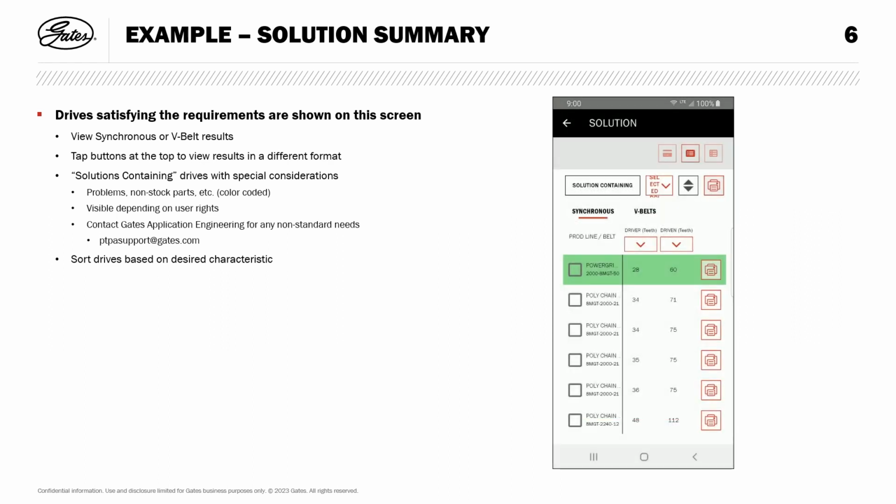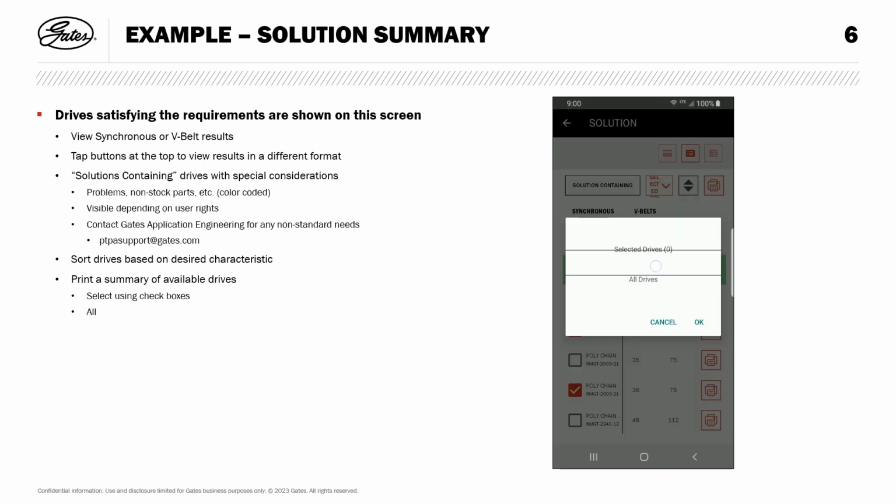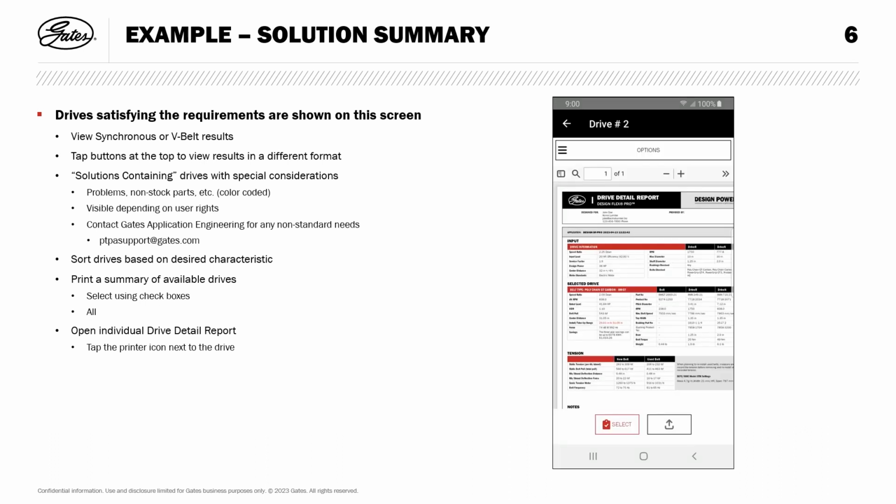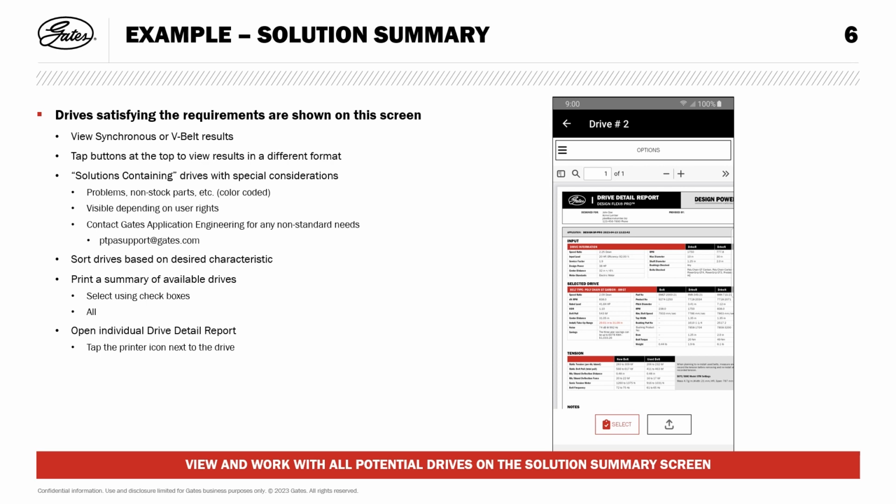I can select a couple drives I'm interested in using the checkboxes, and then I can print a report summarizing those selected drives. I can do the same thing with all drives. I won't move to the report here because I have so many drives available. Now, I want to open a drive detail report for the drive I want to send to my customer, so I'll simply tap the printer icon on my lowest cost result. The mobile app allows you to view and work with all potential drives here on the Solution Summary screen.